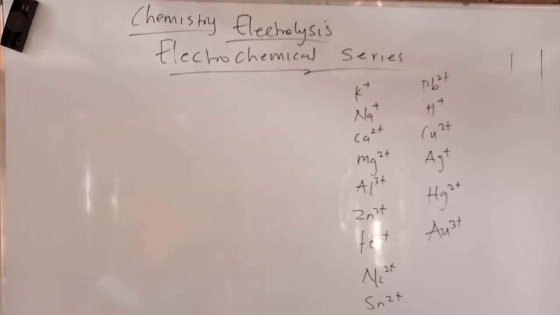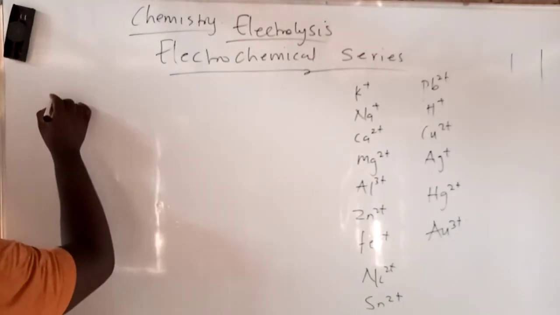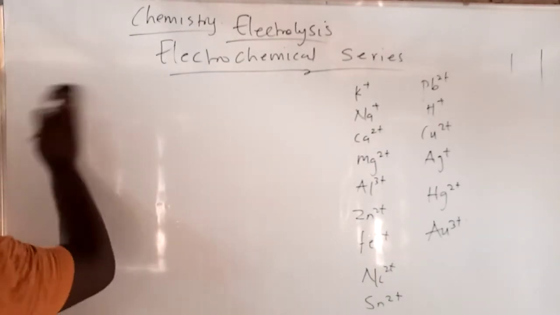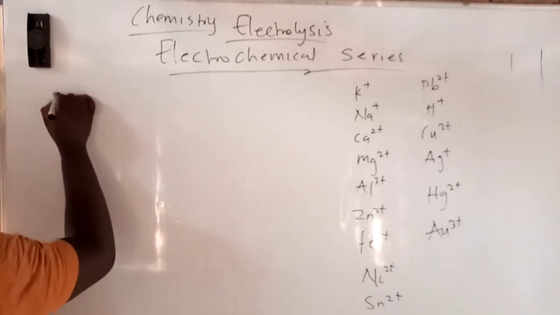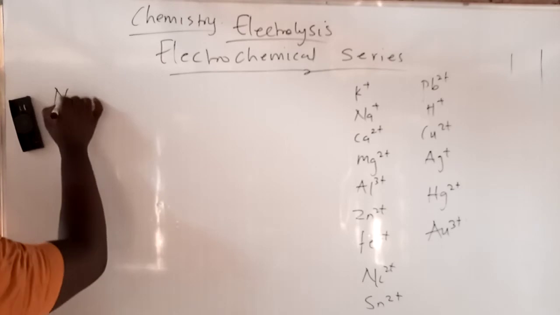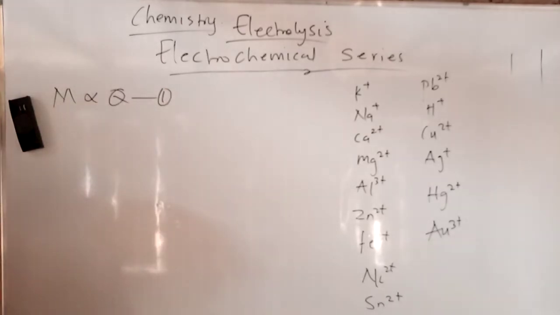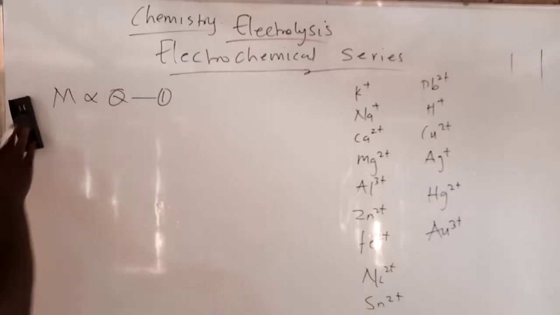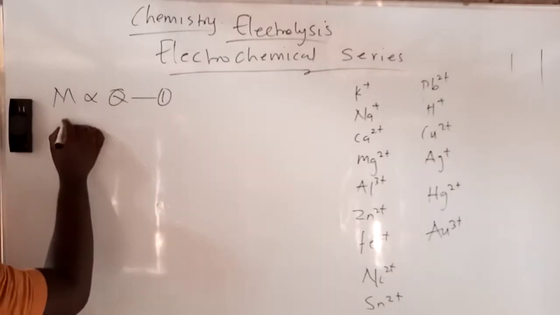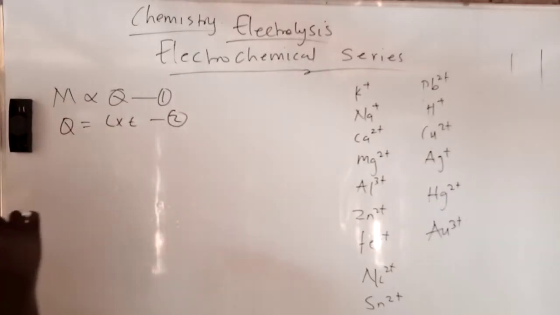Now, we already know from Faraday's first law of electrolysis that the mass, let me write it as capital M, is directly proportional to the quantity of charge. I will name this my equation 1. And then, remember that the quantity of charge is current times time. And this is my equation 2.